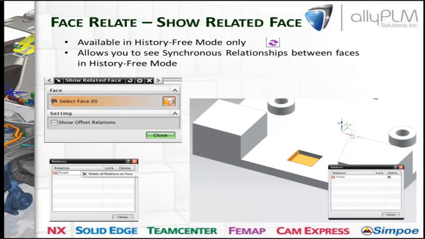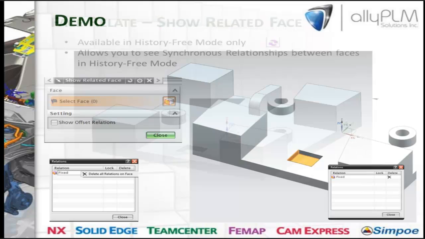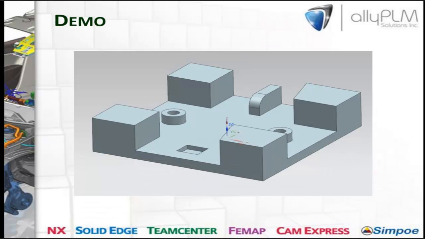Also, if we're not sure why we get this result, hey, it can't do that, that's where the show related face tool is very, very helpful. I come in and grab the face in question, and it's going to pop up this relations dialog and say, hey, those faces are with a fixed synchronous tool. That's why it's not moving, but also you see I can delete all those relations to that face and give me that degree of freedom back, so to speak. All right, so let's take a look at some of those tools.